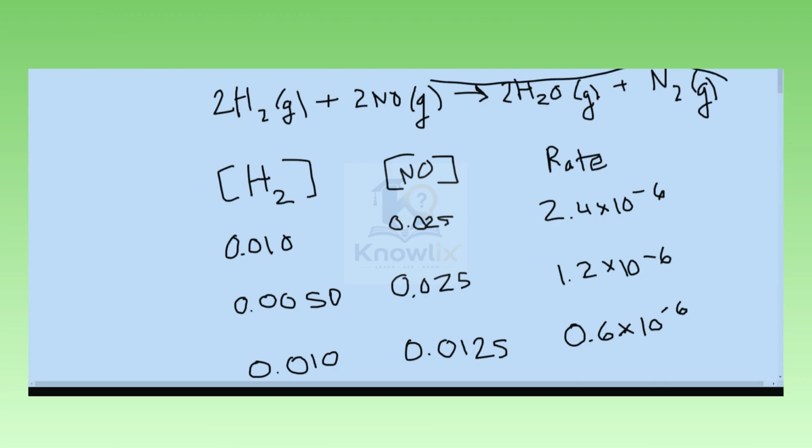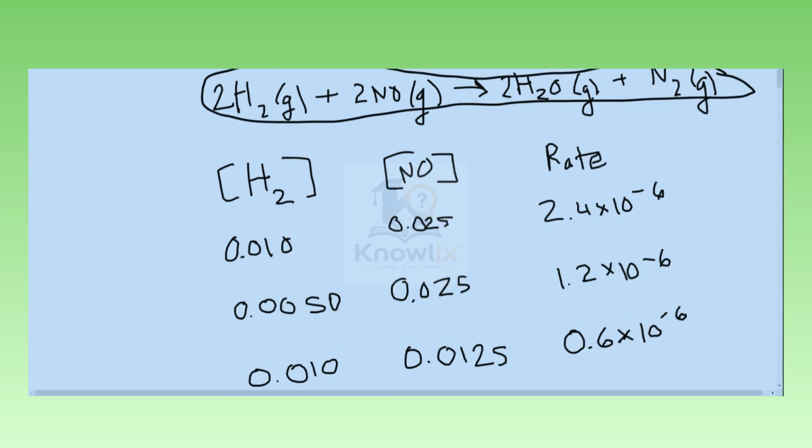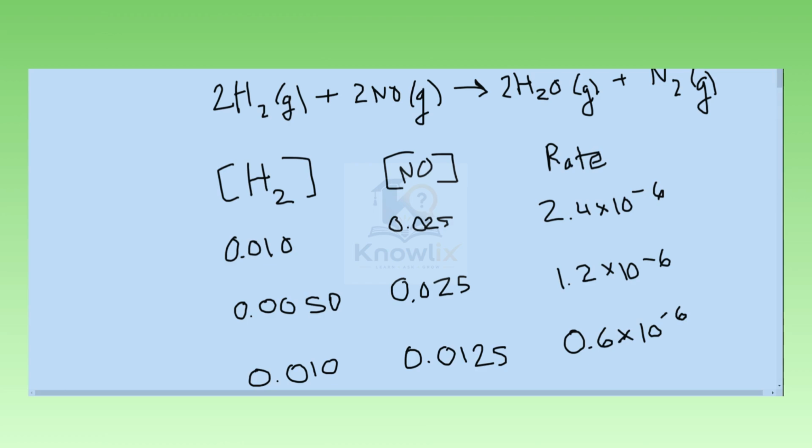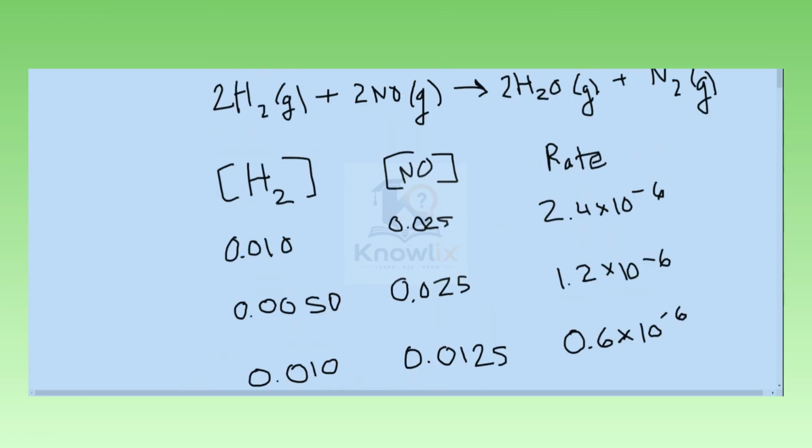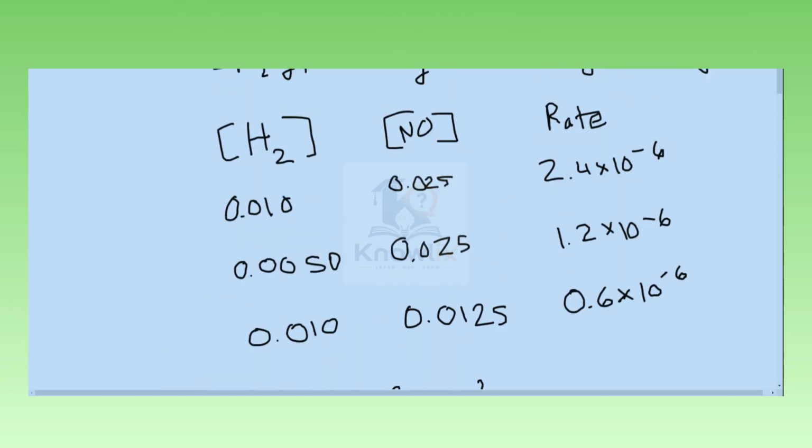Hello, so today we're going to be looking at this reaction right here, and we're going to be trying to write the rate law. So if we look at our reactants, we have hydrogen and nitrogen monoxide. So our rate law will be some constant, the rate constant, times the concentration of hydrogen to some power and the concentration of nitrogen monoxide to some power.